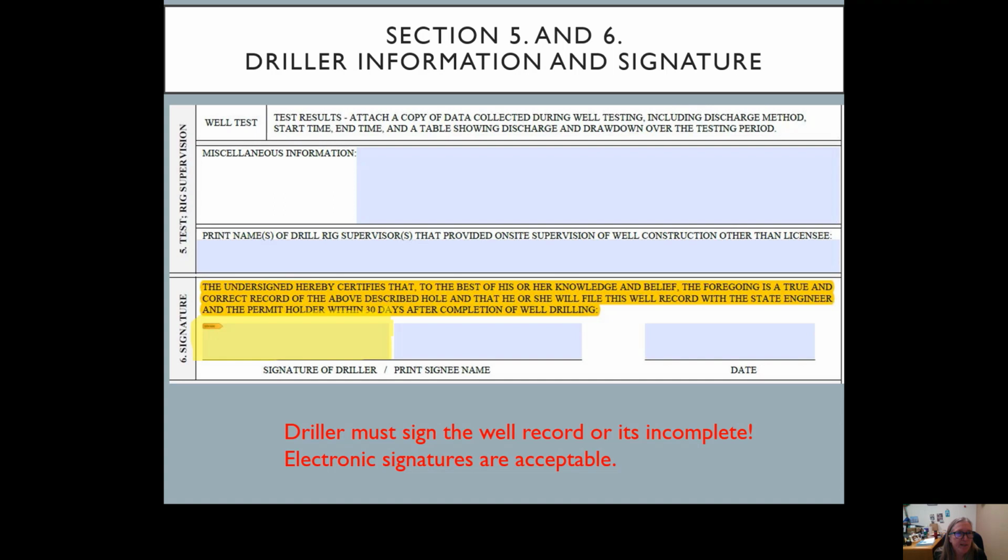Here you print the names of the drill rig supervisors that were on site providing supervision. And down here at the bottom, signature of the well driller that can be electronically signed. But if it comes to us unsigned, it's considered incomplete. And then print the name and then date it.